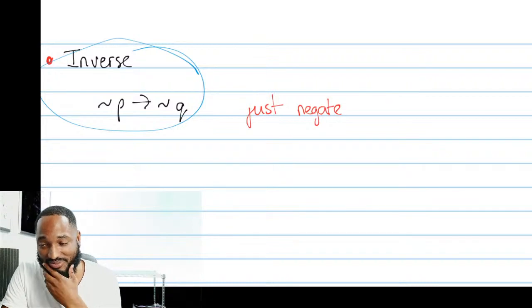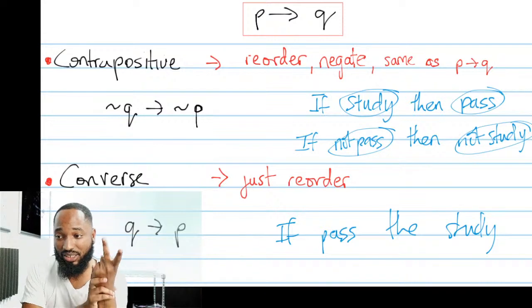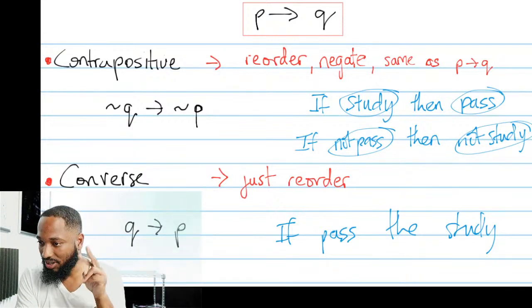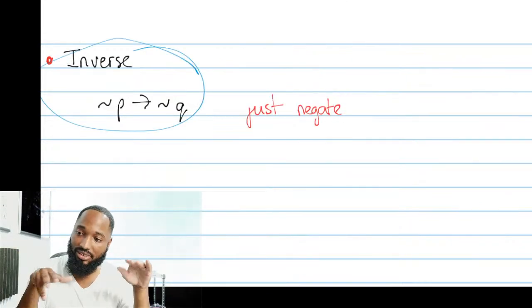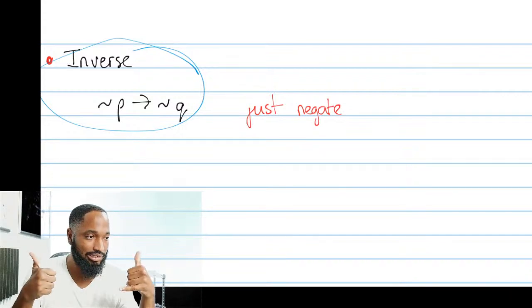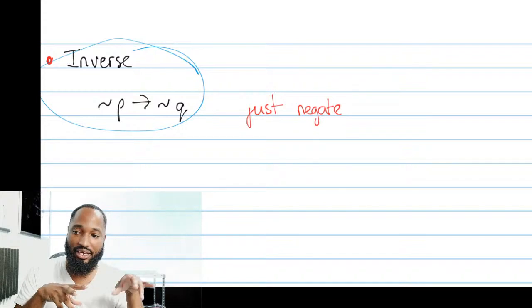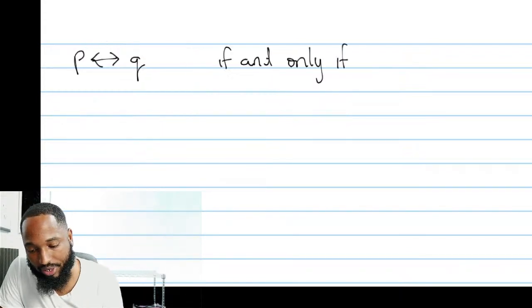Alright, so once again, contrapositive, you need to do two things: switch it and negate it. Converse, you just need to switch. And inverse, you just need to negate. So contrapositive is like doing the converse and the inverse. Alright, let me move on.